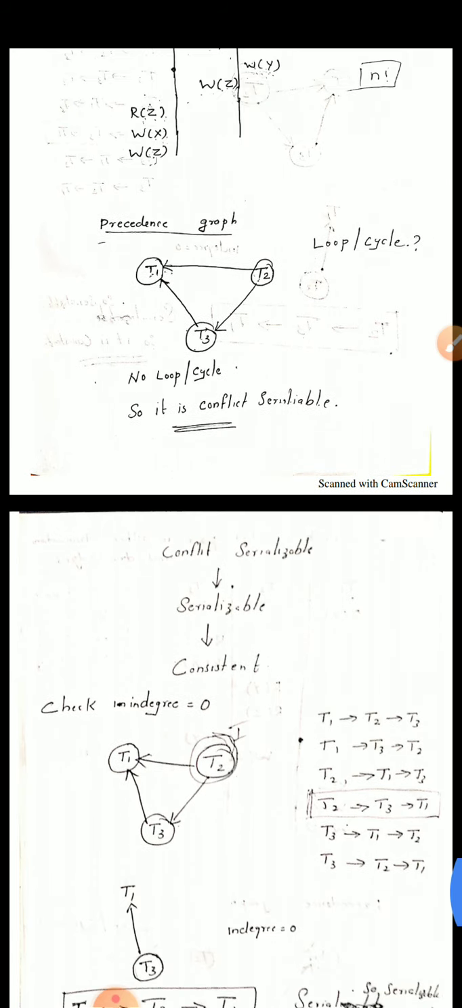If it is conflict serializable, then we need to find the equivalent serial schedule. There are several transactions, T1, T2, T3. If there are 3 transactions, then 3 factorial is the number of possible schedules. From those, one may be a serial schedule. So we want to find out which schedule is the serial schedule. For that, we check the in-degree, looking for in-degree 0. Here the in-degree of T1 is 2, so it is not that. T3 has in-degree 1, and the in-degree of T2 is 0.